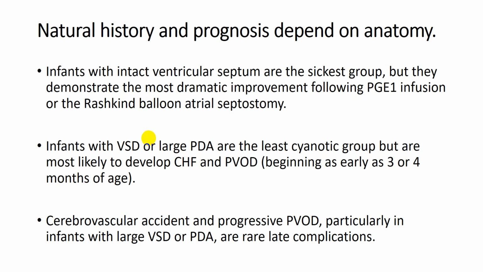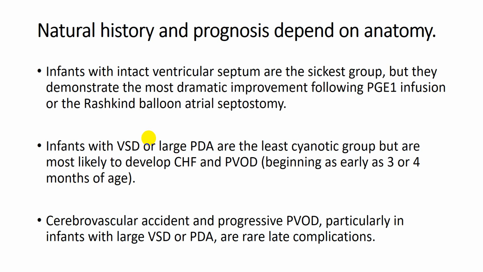Natural history and prognosis depend on the anatomy. Infants with intact ventricular septum are the sickest group, but they demonstrate the most dramatic improvement following prostaglandin E1 infusion or the Rashkind balloon atrial septostomy. Okay, prostaglandin E1 to maintain patency of the ductus arteriosus, so provide a source for mixing. And Rashkind atrial septostomy, I will show you this procedure soon after one or two slides.